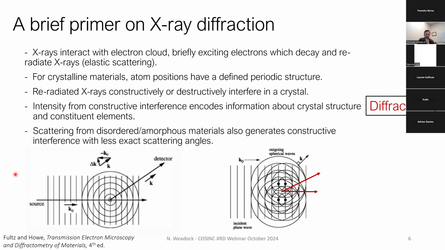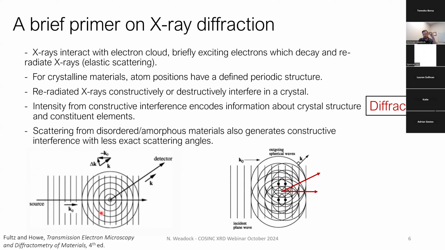So in this schematic here, in our scattering experiment, we have an X-ray source that's way off to the left here. So we can approximate that those X-rays are a plane wave. And after it interacts with the material, the X-rays are re-radiated in a spherical wave like this.